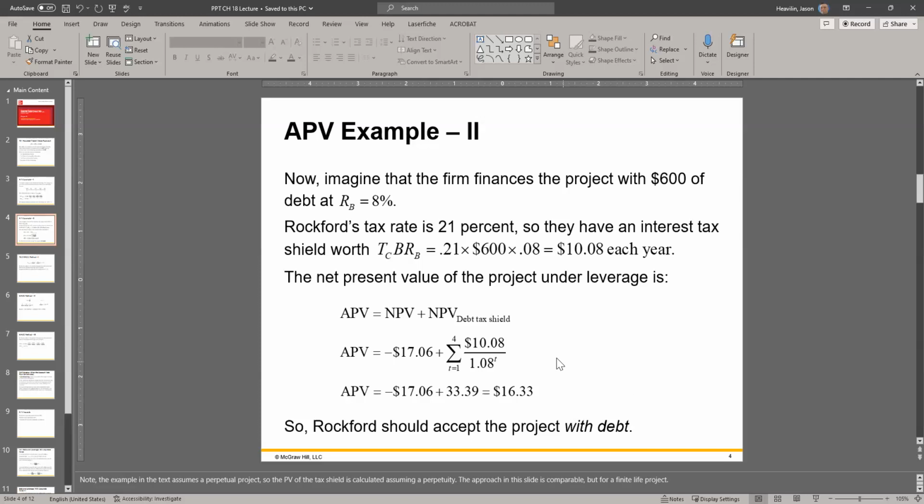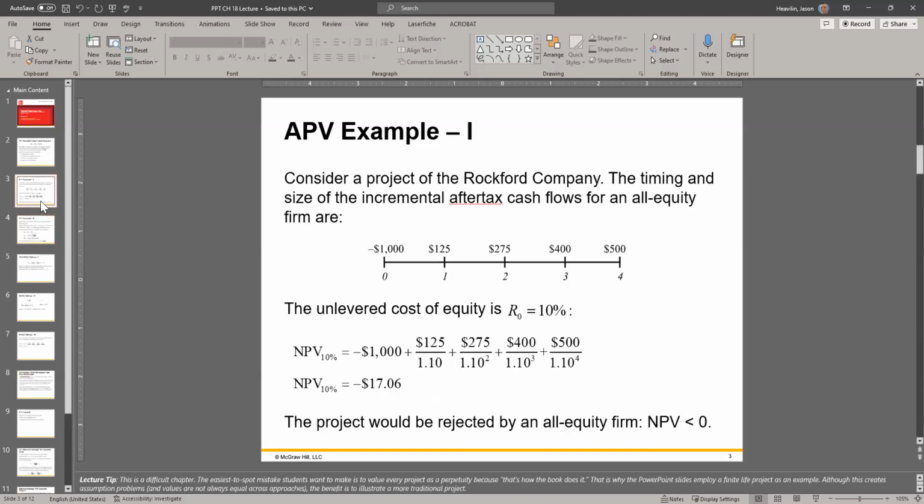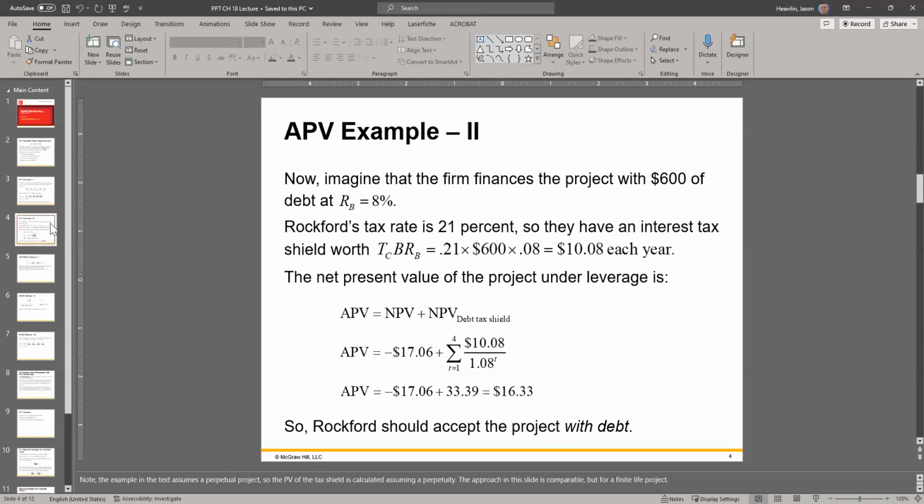So the lesson learned is that sometimes borrowing is good, it adds value. You wouldn't do it on equity alone, but if you do it with debt financing, I should say a combination, you get a positive NPV, and now the project can add value if you take that approach.